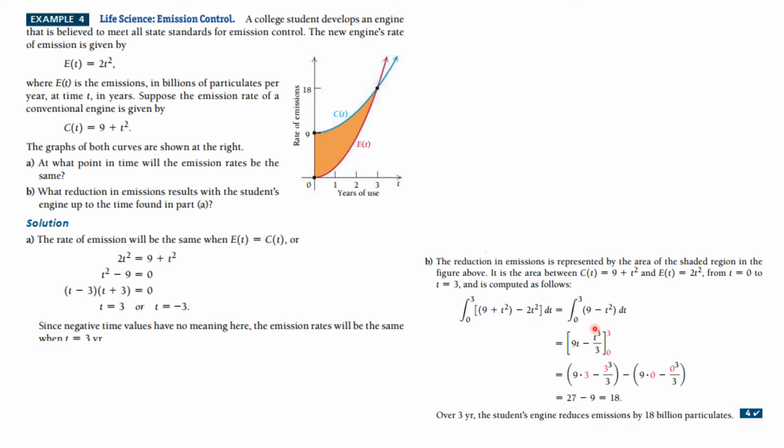It's equal to this. The antiderivative of 9 is 9t. The antiderivative of t squared is t cubed over 3. We'll evaluate that at the top endpoint minus evaluating at the lower endpoint. Please make sure you follow these calculations, and we find 18. So over 3 years, the student's engine reduces emissions by 18 billion particulates.